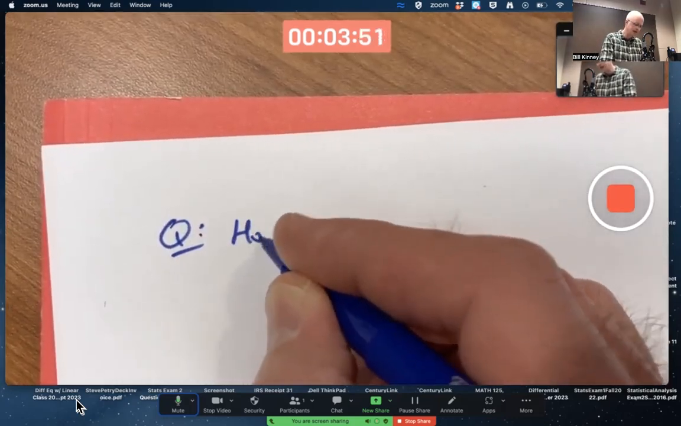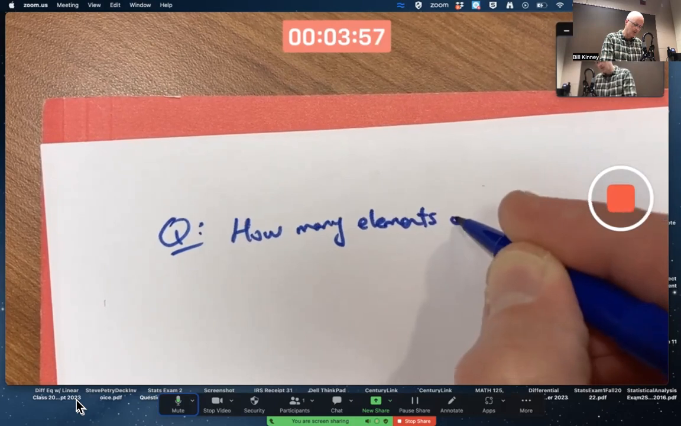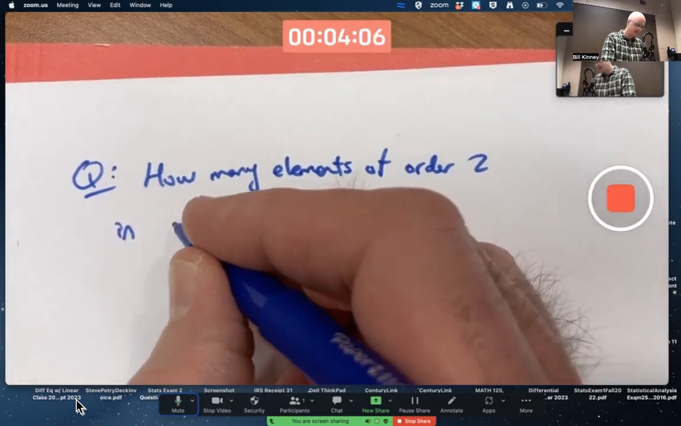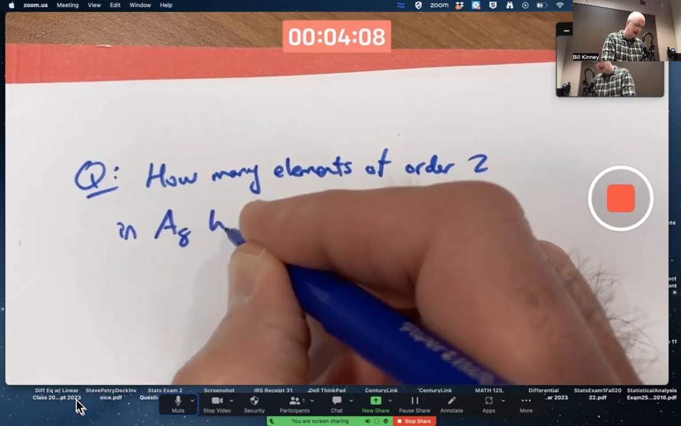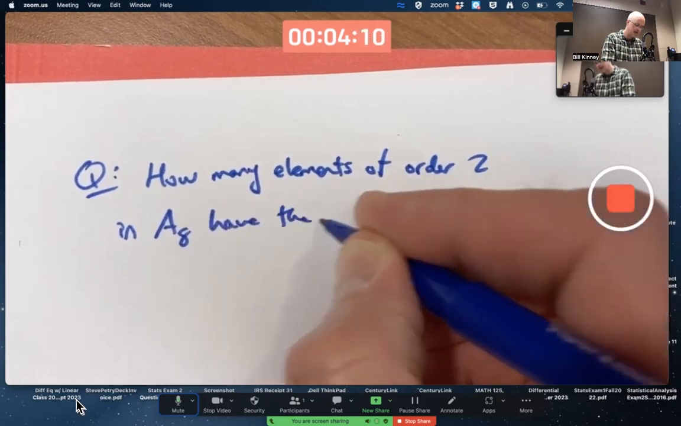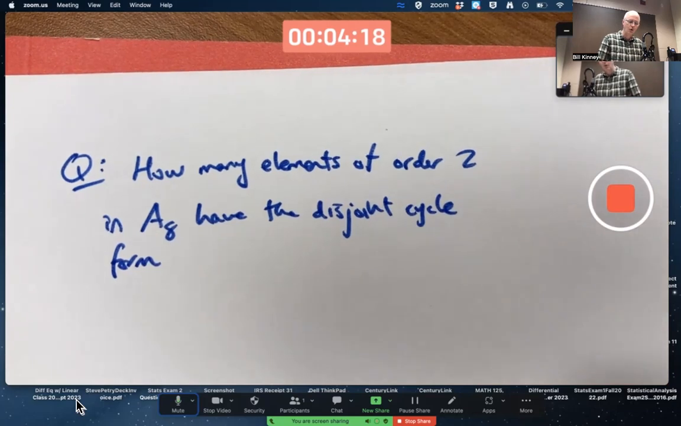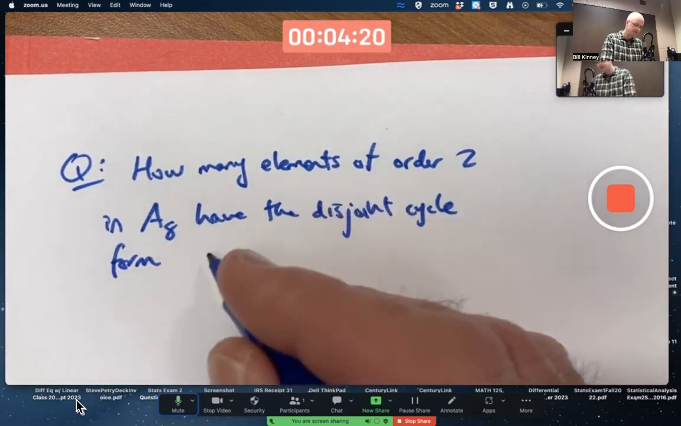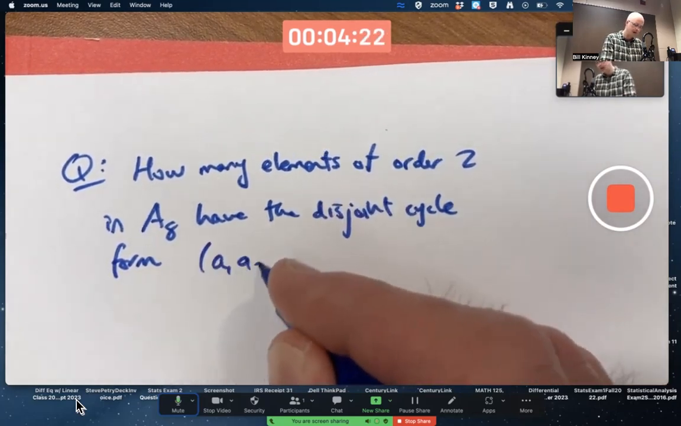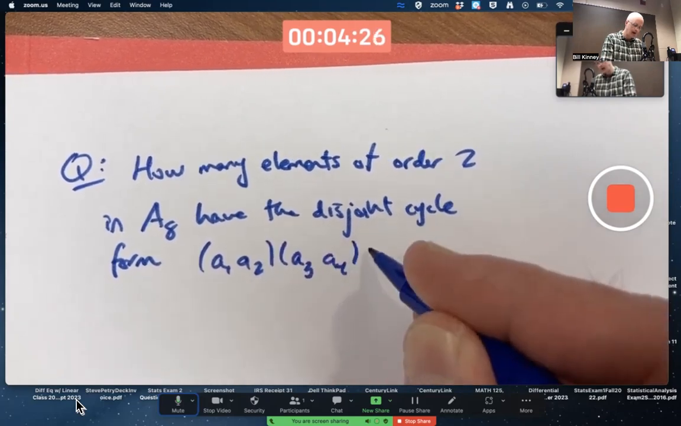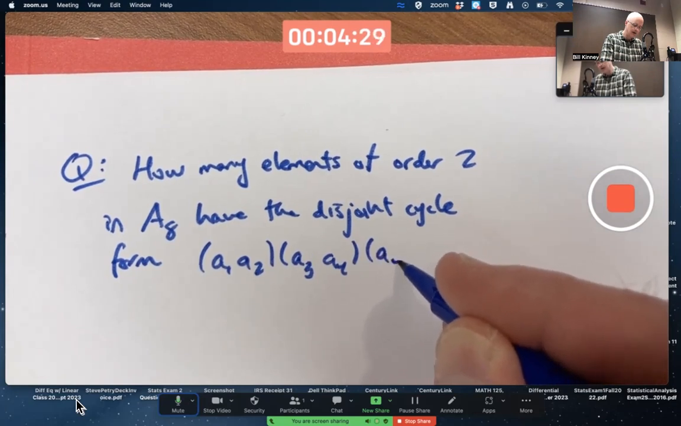Here's a question. How many elements of order 2 in A8 have the disjoint cycle form that they are a product of 4 disjoint cycles? Which in general you could write like this, where A1, A2, A3, etc.